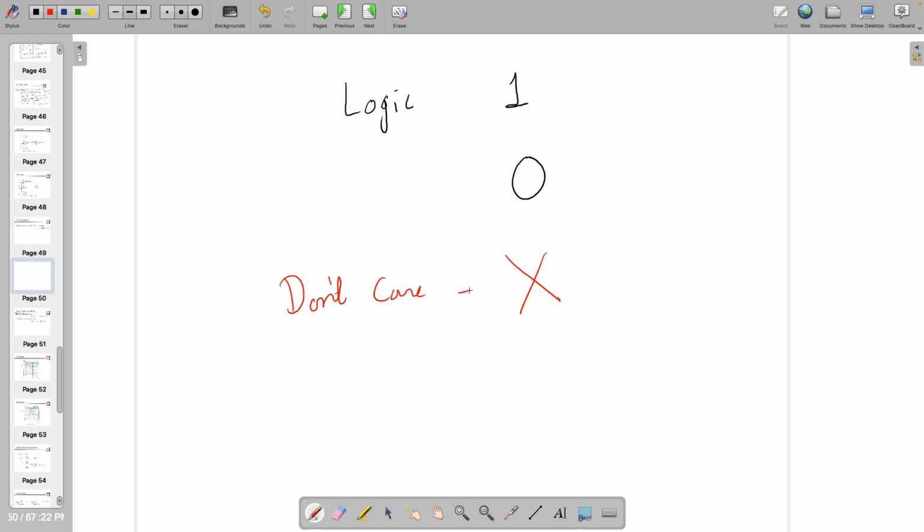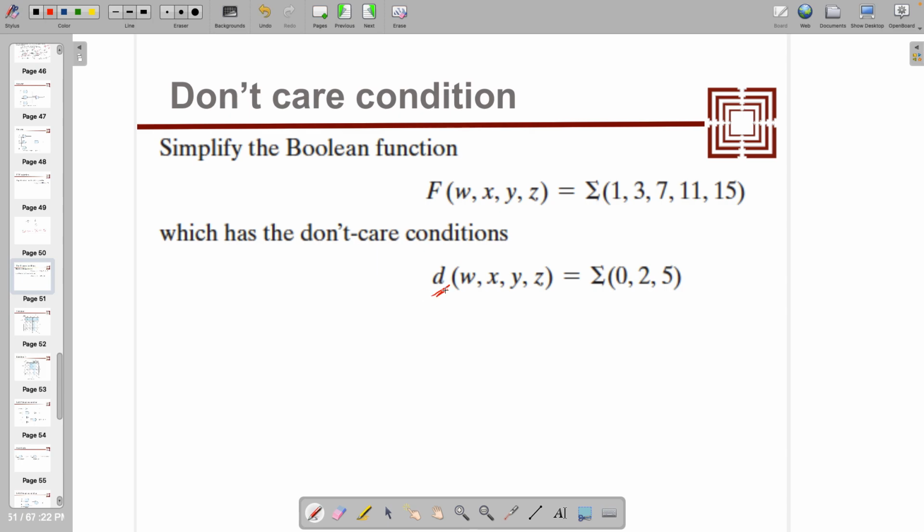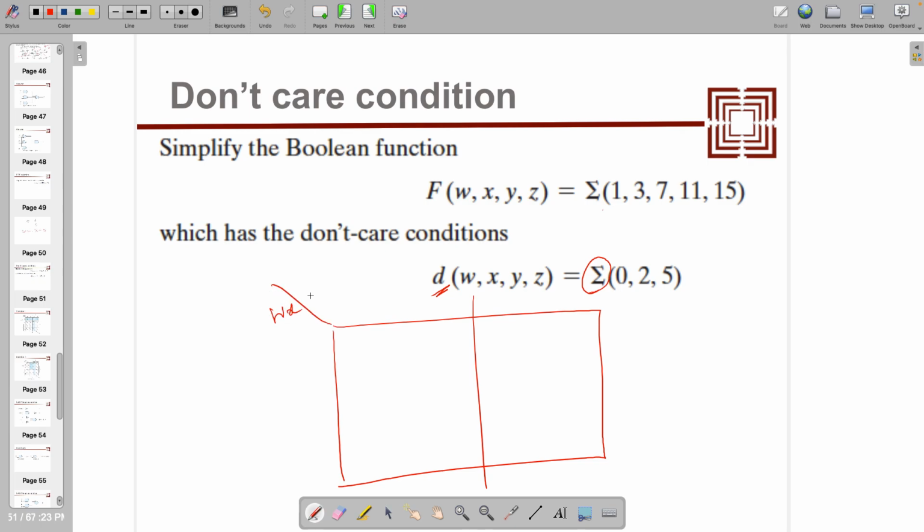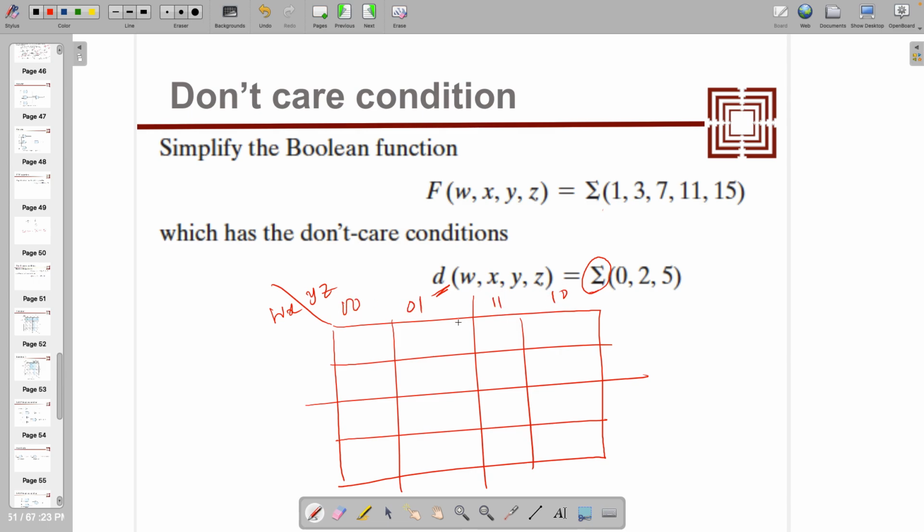So don't care is very important in terms of combining the function to get the minimum, the simplified version. Either you can consider this one as logic 0, or you can consider that one as logic 1. Whichever you like, you can consider to get the best answer, the most simplified version. So this is what we are doing. In that case, it is given with the D, which is don't care. Again, wherever don't care is kept, it's given over here, whether it's going to combine with logic 1 or logic 0, if it is pi or sigma. So in this case, this is 4 variable, right?